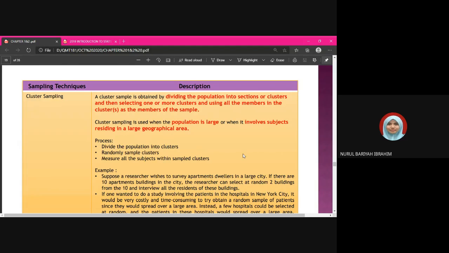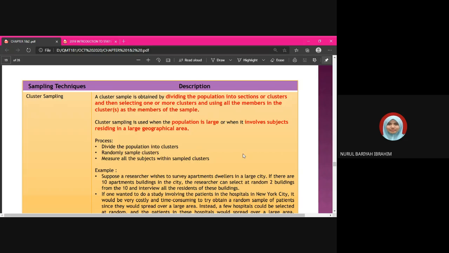Okay, the cluster sample is obtained by dividing the population into sections or clusters, and then selecting one or more clusters and using all the members in the cluster as the members of the sample. If our population can be divided into subgroups, before this we know that we can use the stratified sampling technique if our population can be divided into groups yang dinamakan strata.